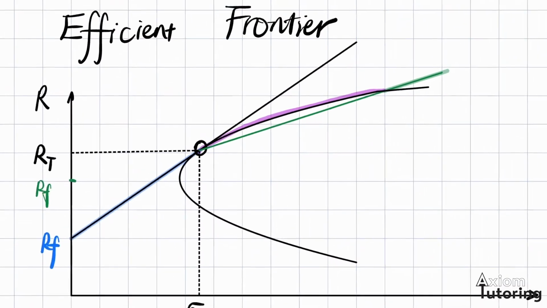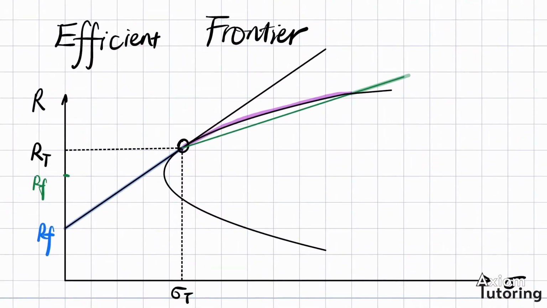So this is what happens when you cannot borrow and lend at the same rate. It is a very common discussion that could likely come up in the exams. So remember this, how to express this on the graph, and how to determine the final efficient frontier so you don't make any mistakes.